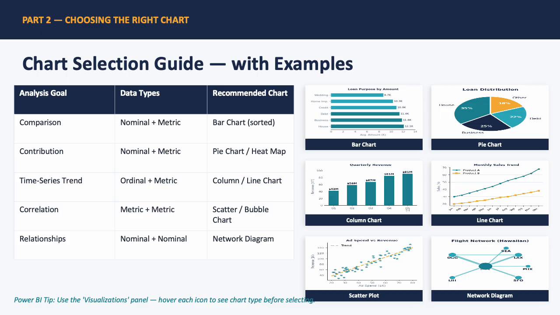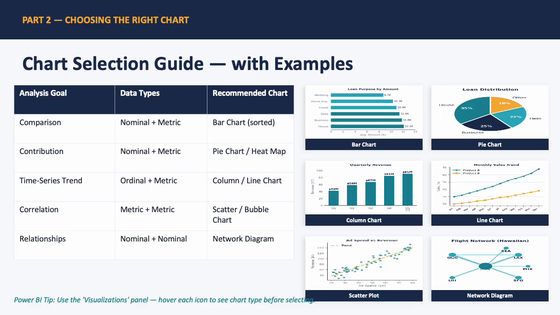For contribution analysis that shows how individual parts make up a whole, a pie chart works well, and when you have few categories, typically 5 or fewer. When there are many categories, a heat map or tree map is more readable. For time series analysis, tracking how a metric changes over time, a column chart works well when you have a small number of time periods. But when you have a large number of time periods, a line chart becomes more preferable.